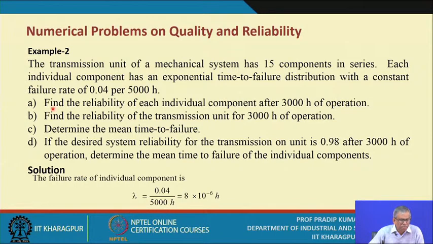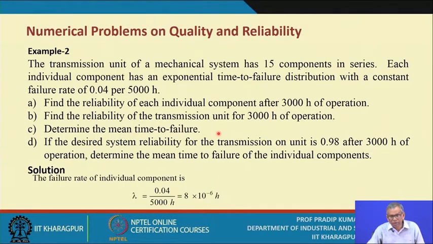Is it okay? Find the reliability of each individual component after 300 hours of operation. That means, as you know, whenever we define reliability, it is defined with respect to a specific time period, the survival time. Find the reliability of the transmission unit for 3000 hours of operation. This is for the individual component and this is for the entire system.